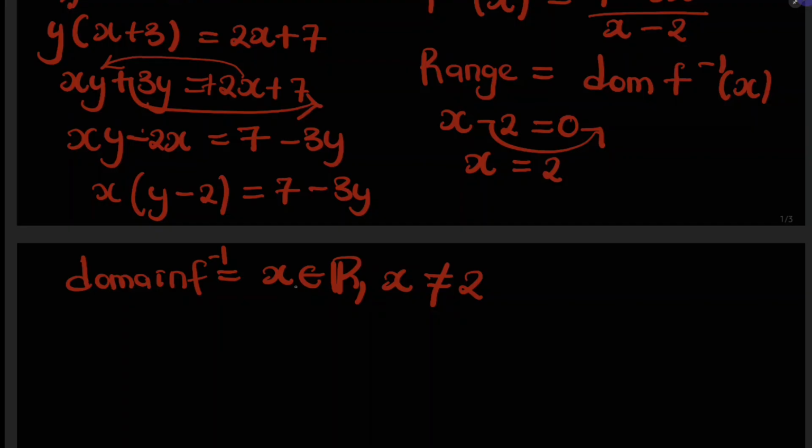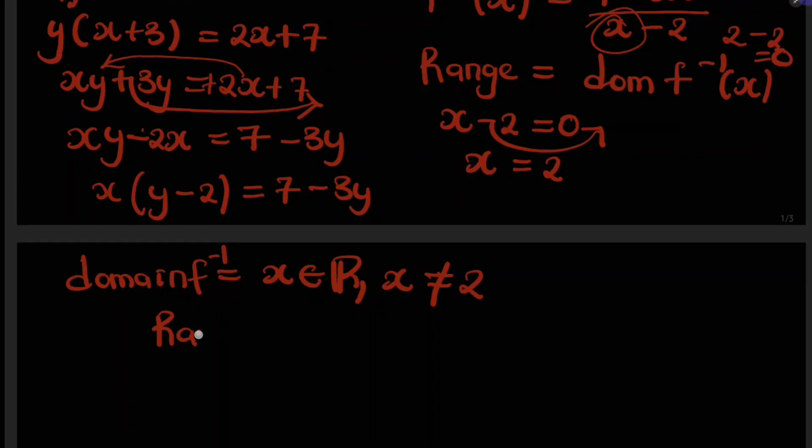So here x is an element of R. Yes, x is equal to 2, and 2 is a real number. But here x should not be equal to 2. Why should it not be equal to 2? Because if you place 2 over here, it's going to be 2 minus 2, which will give you 0, and it will make our equation undefined. So x should not be equal to 2. So that is our range.